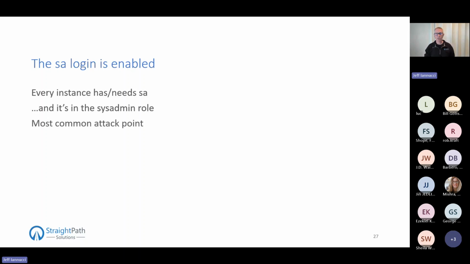Now, what can we do about this? It's really easy. We can just disable the account. Disabling the account doesn't mean it can't do anything. It just means we can't have connections from users, which is what we want. The SA login still can work. It can still own jobs, own databases, do whatever you want it to do. It just can't be used for an external connection.